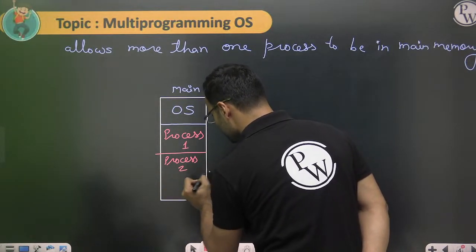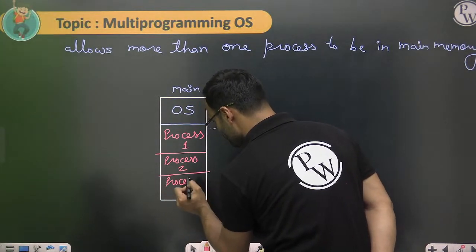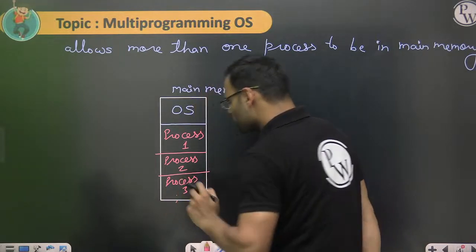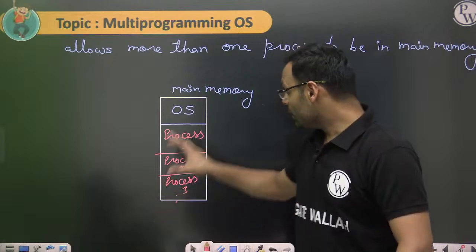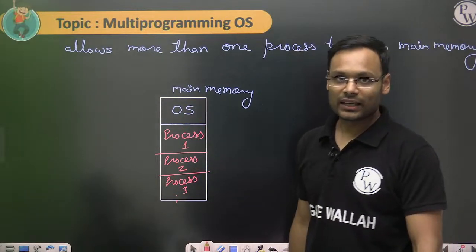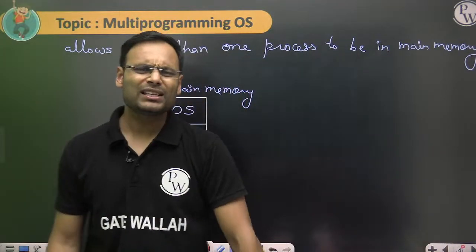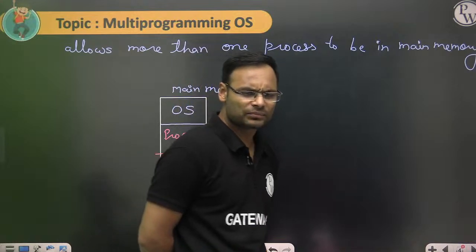Process number one, process number two, process number three, and so on. So many, yes, multi programs. In main memory, multiple programs are there. Now you tell me, how many CPUs are there in your computer system?